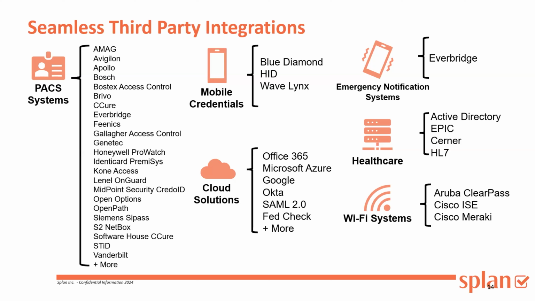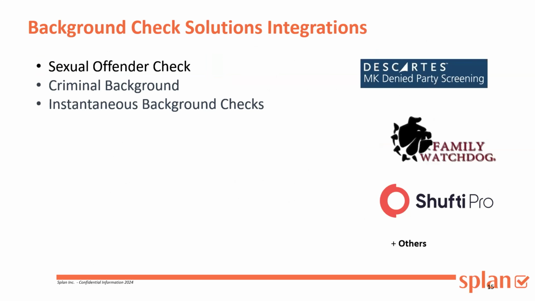And talking about cybersecurity and making sure that our guests are doing the right things, we have the ability to do guest Wi-Fi so we can keep track of our network, whether it's through Aruba or Cisco. And then the big one, when it comes back to NERC CIP compliance, is that third-party background check. We integrate with Descartes, Family Watchdog, Shufti Pro, and others. And I will tell you, if you're not aware of this, not all background checks are created equal. There are different packages within these third parties, so you can have more robust background check solutions.